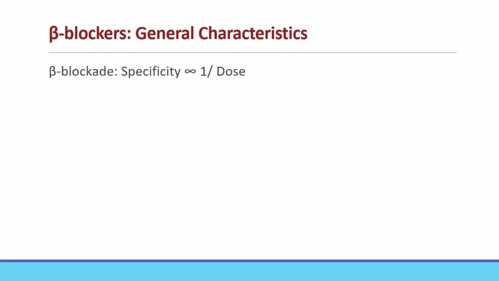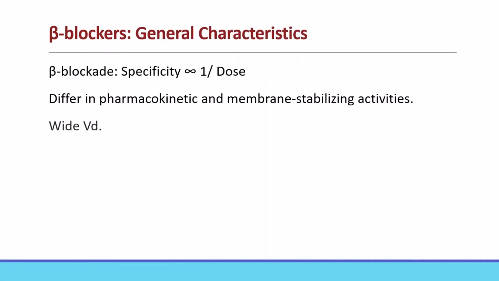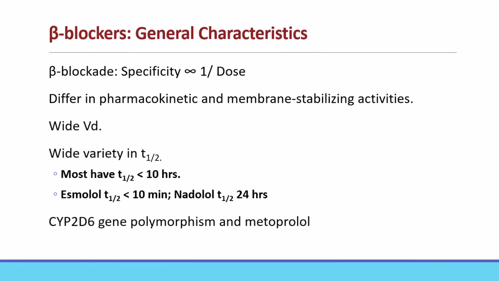Beta blockers vary widely in pharmacokinetics, including volume of distribution and half-life. Some act for minutes while others last for a full day. Genetic factors such as cytochrome P450 2D6 polymorphism can influence drug metabolism, particularly for important drugs like metoprolol. These differences are clinically important when tailoring therapy to individual patients.